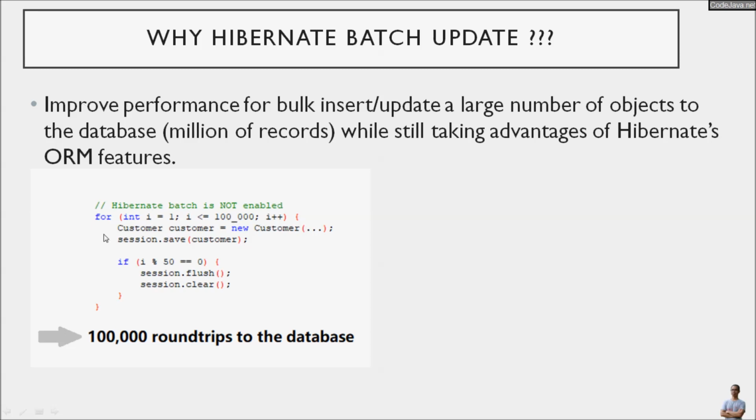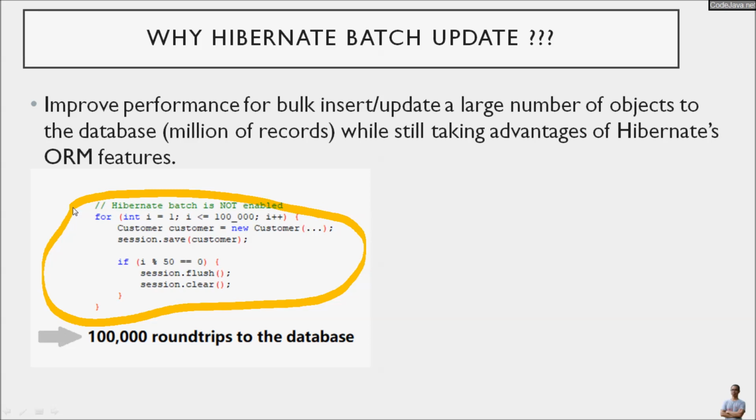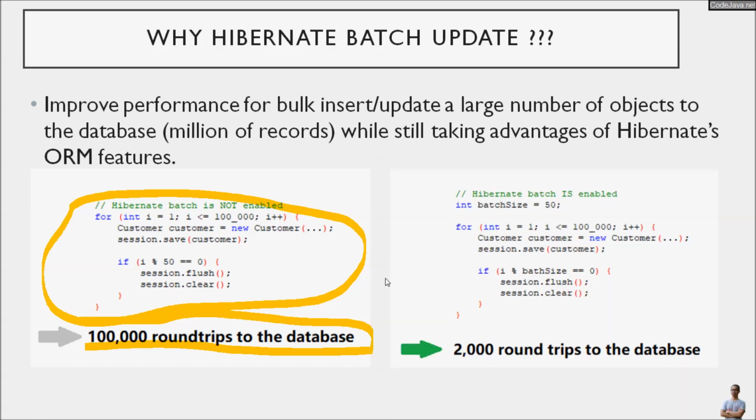Let's see an example. You see this code, this for loop tries to insert 100,000 customer objects to the database, and if Hibernate batch update is not enabled, it will need 100,000 round trips to the database. But let's see if Hibernate batch update is enabled with, for example, batch size is 50. We can reduce round trips to the database from 100,000 to just 2,000 round trips. So that's the biggest advantage of using Hibernate batch update to significantly improve the performance of bulk insert and update.